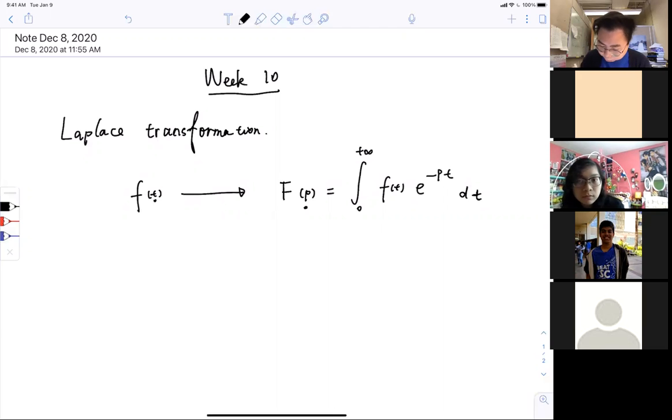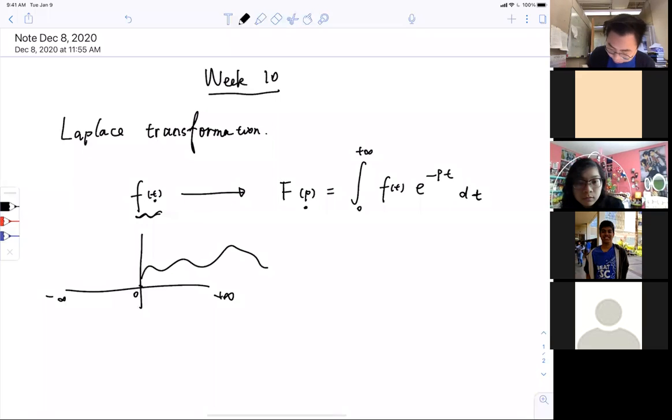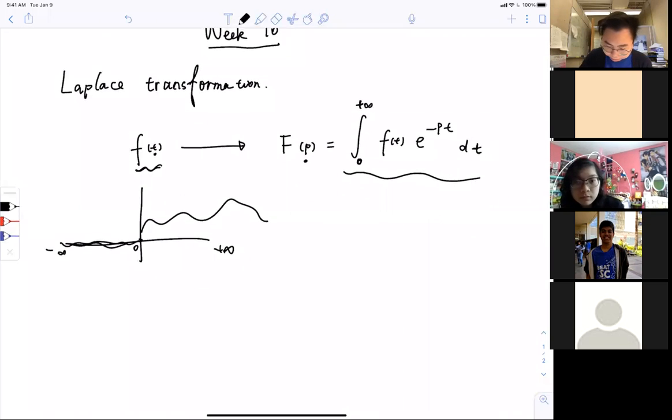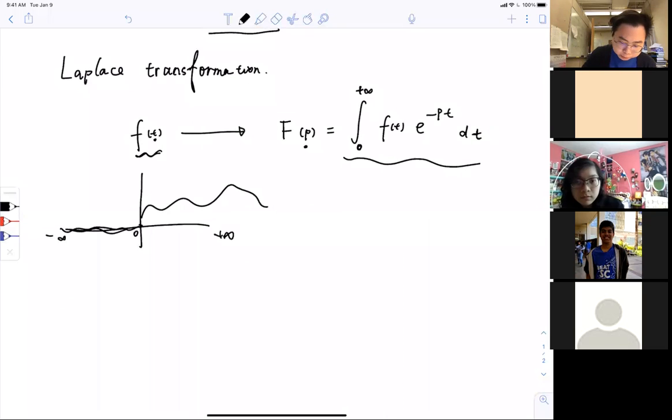One thing I want to point out is we really don't care about f(t) from negative infinity to 0. We only care about f(t) from 0 to infinity, right? The integral range is from 0 to infinity, so we don't care what it looks like. We usually use this Laplace transformation to solve differential equations.